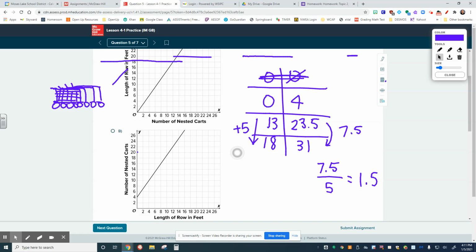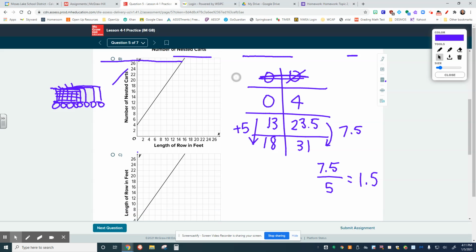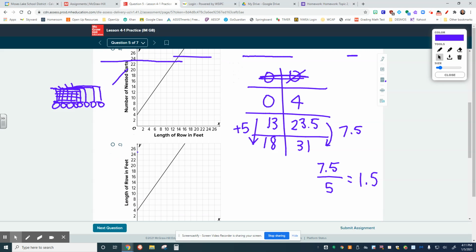We know A is out because it starts at 0, 0. B looks like it starts at 4. C also starts at 4. So now I have to think about something. What's the difference between the two? In C, I see if I rise 6 carts over, well, not quite. Sorry, let's put 6 over 4. That's 6/4, and I know that 6/4 is the same as 3/2, which is the same thing as 1 5/10. So I see the right slope, but I also see the same relationship here.